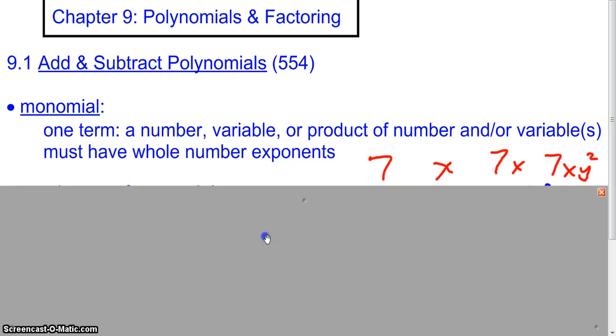So we might have things that look like this. We might have 7. We could add 7 to something, right? 7 plus, give me something we could add it to. 3. 3, good. So there you go. So those are two different terms. We could simplify them, combine them.